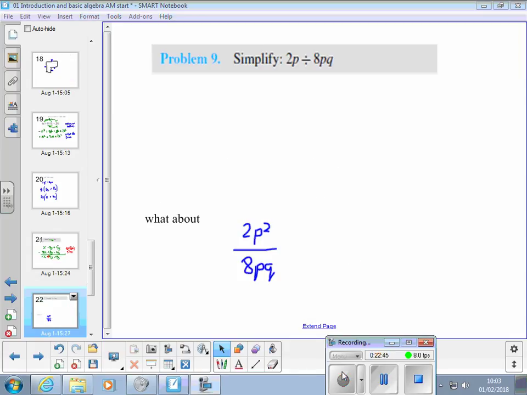2p divided by 8pq. What can we do? What would be a nicer way of writing it? Make it look easier. On top of each other, yeah. 2p divided by 8pq. Very rarely is there a reason to use that notation in engineering mathematics at this level. Don't expect really to see that.